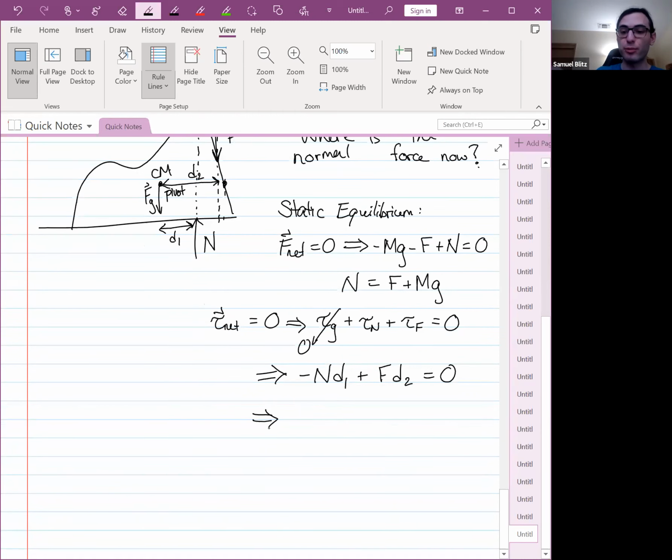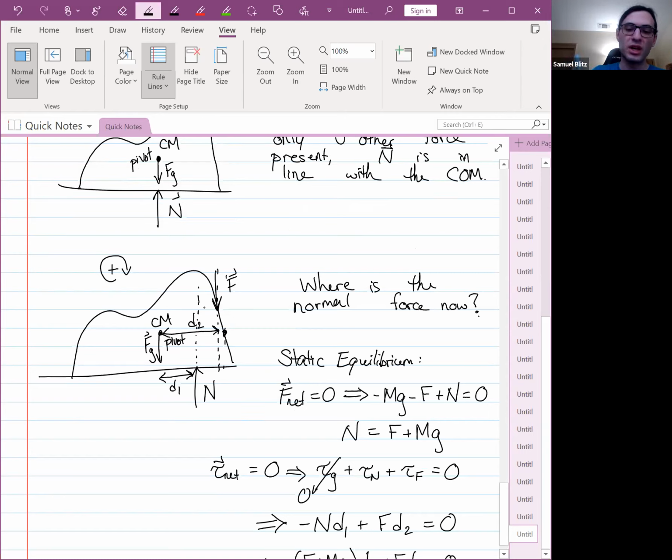Now we know what N is. N is F plus mg. So we have minus (F plus Mg), times d1, plus F times d2 equals zero. And so we can just solve for the ratio of d1 to d2. It doesn't tell us exactly where it is, but if d2 is bigger, then d1 should be bigger. How did I determine the clockwise rotation? If there were no other forces present and this point was fixed, the pivot point, the object would rotate this way.